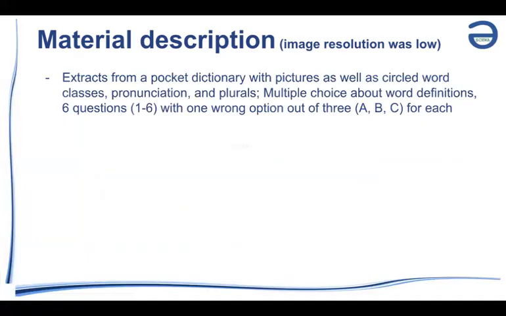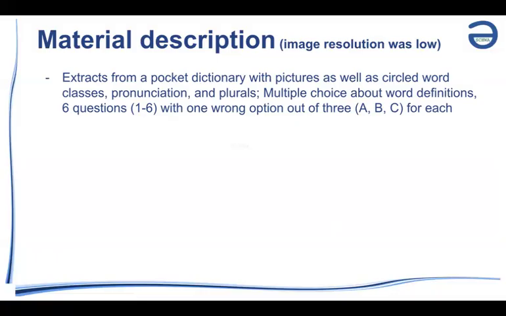So I have not included the actual question material or the extract, but a description of it as the resolution was not enough. So here I have the explanation of it. So the first part, before we even begin, it has the first page. The total exercise is divided into 2 pages. So here we have extracts from a pocket dictionary with pictures, and some parts are circled. For example, word classes, pronunciation, and plurals. And there's a multiple choice question about word definitions.